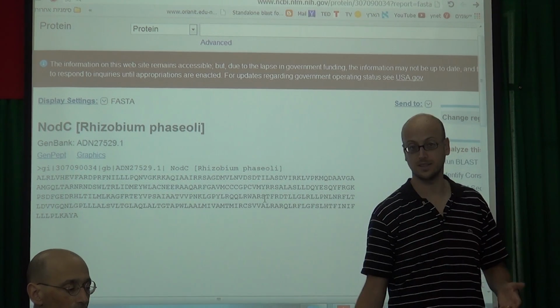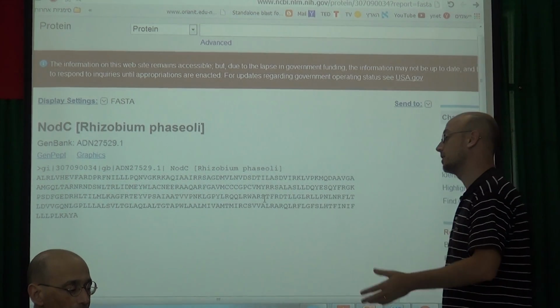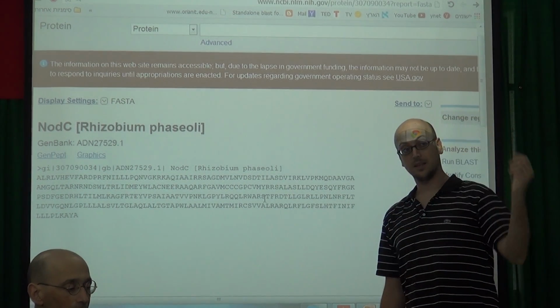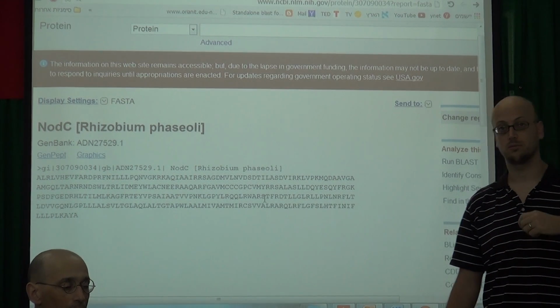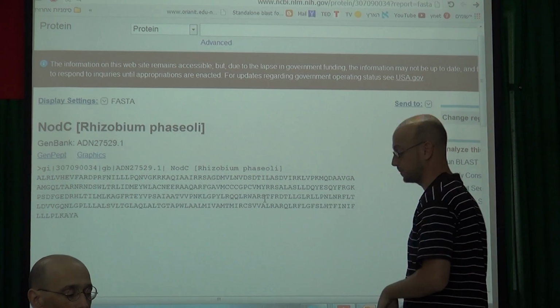Doesn't matter, it's just an example. And we wanted to see in the database which sequences are similar to this one.